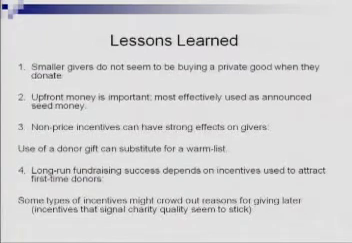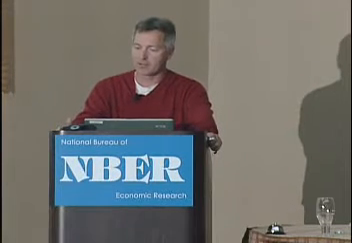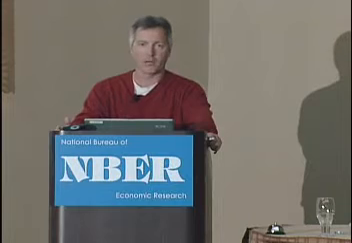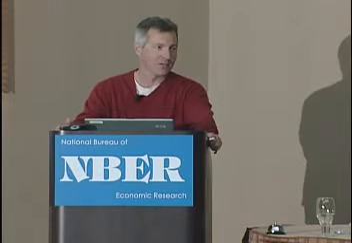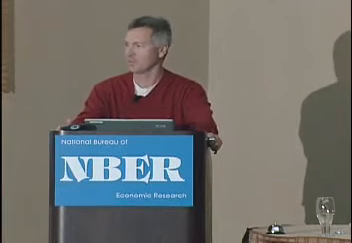Okay. Lessons learned, I'm going to go quickly. Smaller givers do not seem to be buying a private good when they donate. And this is hedged: smaller, seem. Upfront money is important. Most effectively used so far is announced seed money. Non-price incentives can have very strong effects on givers. So when you look at donor gifts, having a donor gift can actually substitute for a warm list, which is sort of an amazing result because the charities all tell you that it's always about getting a warm list. But a very small donor gift can make a cold list person look like a warm list person.